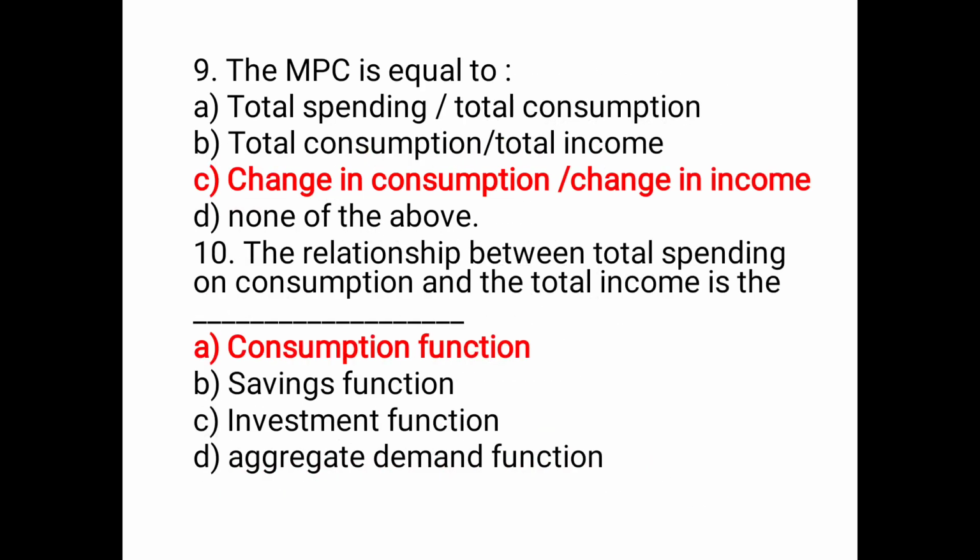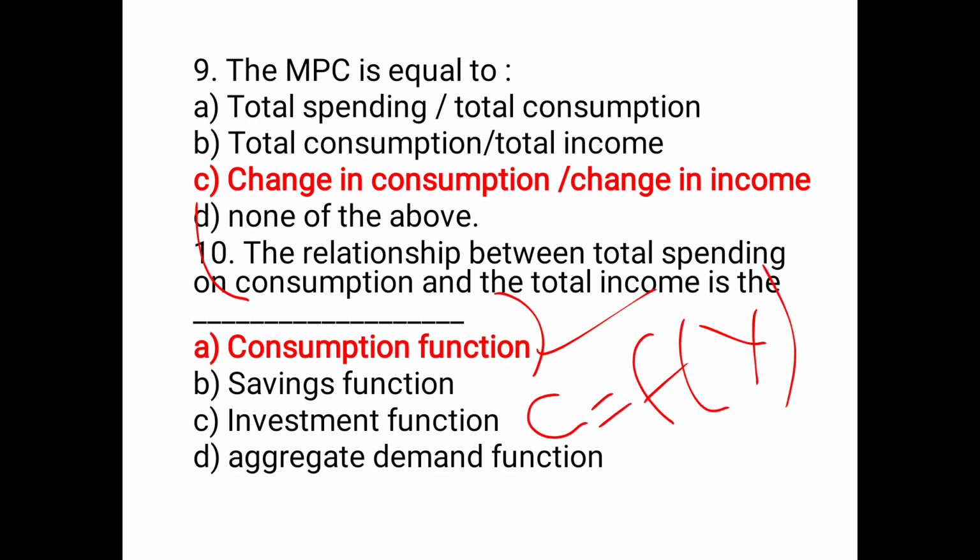MPC is equal to change in consumption divided by change in income. The relationship between total spending on consumption and total income is the consumption function. This is already a 2-mark question. What is consumption function? You can write this and add C is equal to f of Y.